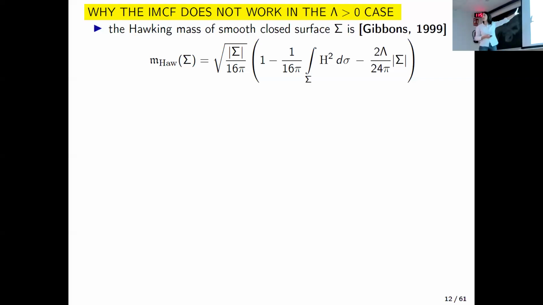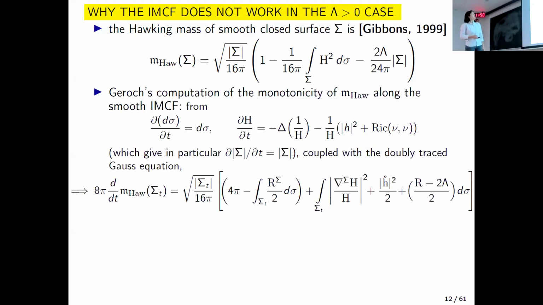First of all, this is the version of the Hawking mass in the case where lambda is different from 0. Probably the first appearance we found was in this paper of Gibbons of 1999. The Geroch computation, the smooth computation on this quantity along the smooth inverse mean curvature flow, goes exactly in the same way, and you find something that is non-negative along the inverse mean curvature flow.